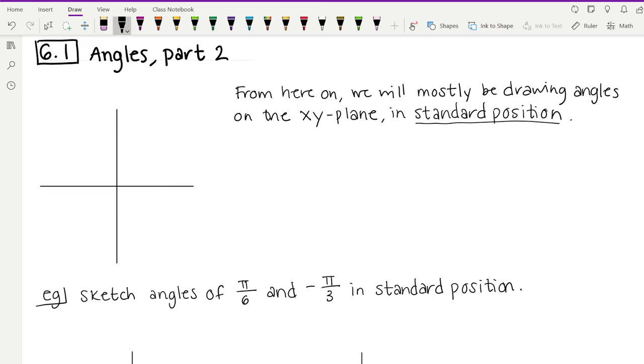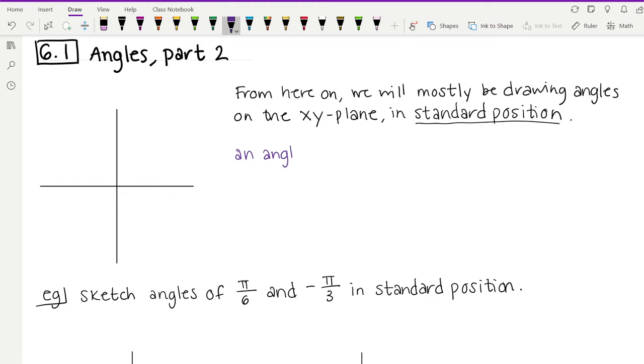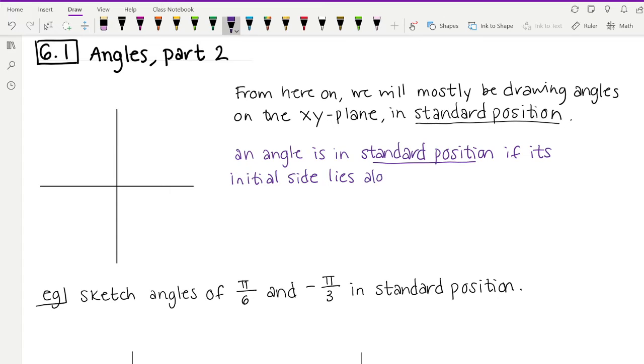So basically, standard position means that we will choose to draw our angle so that the initial side lies along the positive x-axis. An angle is in standard position if its initial side lies along the positive x-axis, and its vertex is at 0, 0. And when I say vertex, that's the place where the initial and the terminal sides meet.